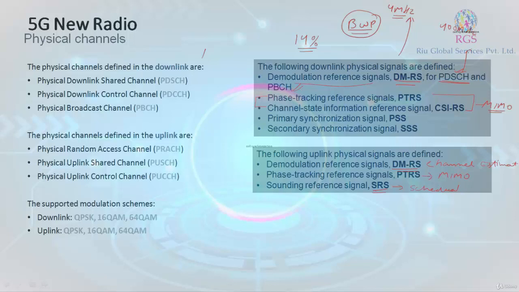So now we know all the channels: PDSCH, PDCCH, PBCH, PRACH, PUSCH, PUCCH. We know the different types of signals, and that's what we have in our chapter 1.